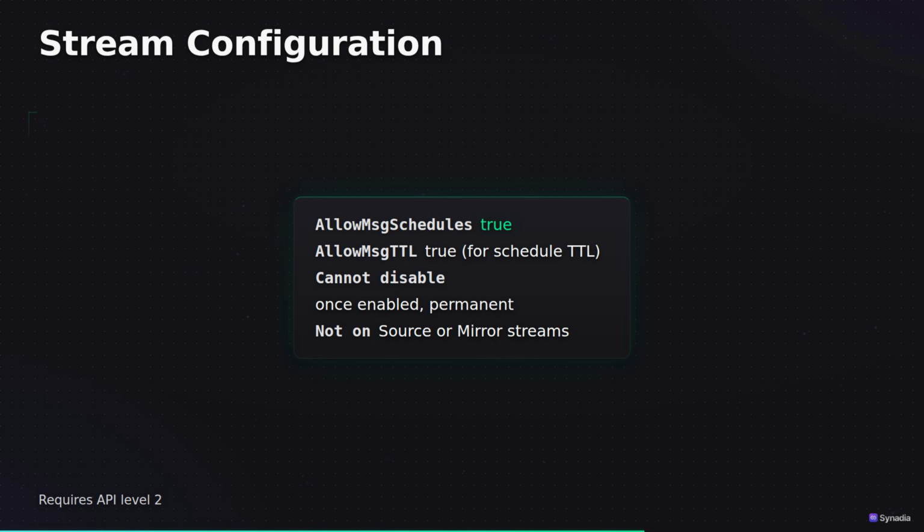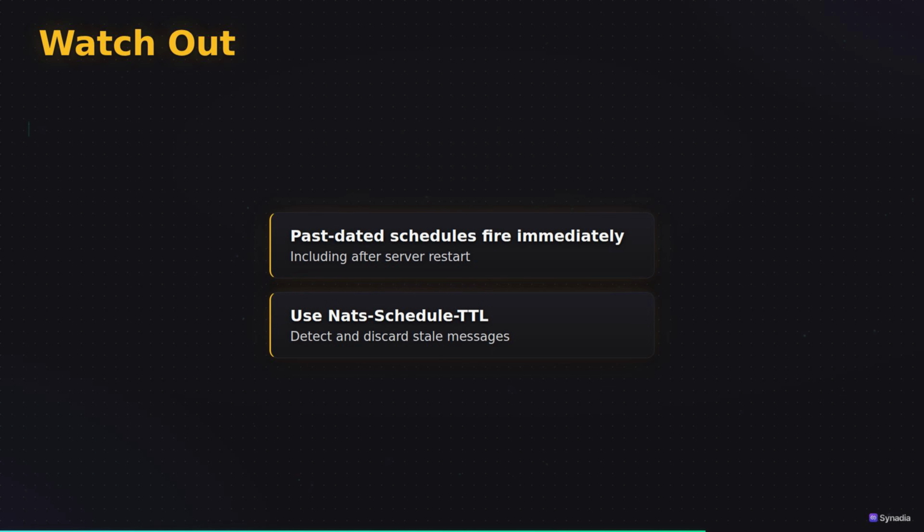The stream must opt in with Allow Message Schedules set to True. Once you enable it, you cannot disable it on that stream. It also cannot be enabled on source or mirror streams. If you schedule a message in the past, it fires immediately. Same thing after a server restart. Any past due schedules execute right away.